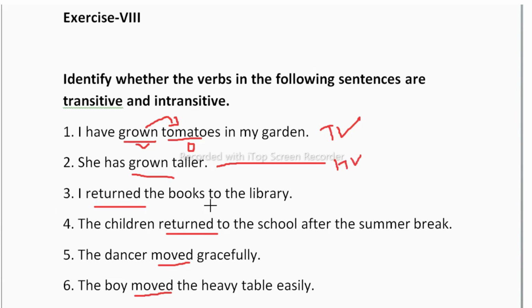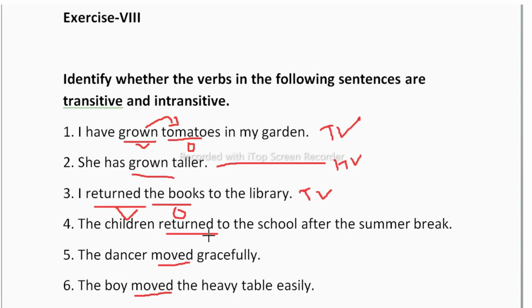I returned the books to the library. So here return which is a verb. After verb we have object which is the book. I returned the book. So we can change this to passive voice. Books were returned by me to the library. So this will be a transitive verb because we can change this sentence from active to passive voice. And this sentence has an object as well. Now let's see the next one.